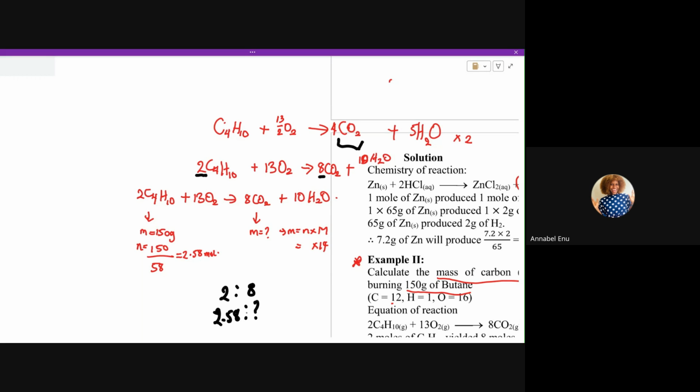Now, someone should tell us what will now be the number of mole of our carbon dioxide? If 2 gives us 8, then 2.58 will give us how many? Remember, this 2 here is for our butane, and the 8 here is for our CO2. This is the number of mole of butane, and this is the mole in terms of coefficient of butane. So someone should tell us, please, how do you calculate this? What would be the answer?